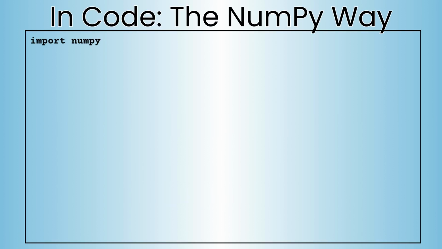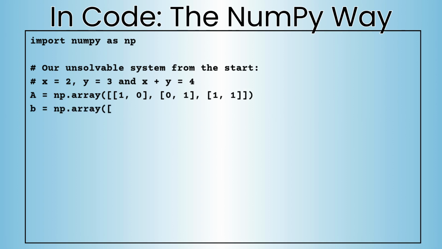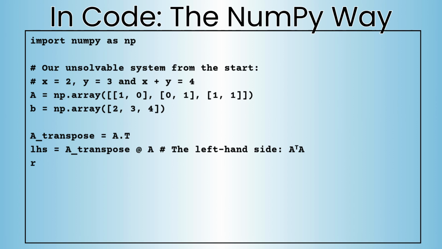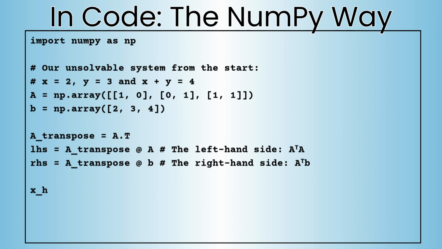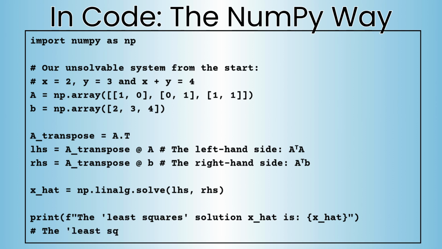Let's solve our original problem in Python. First, we define our matrix A and our vector b from the unsolvable system we started with. The left-hand side of our equation is A transpose multiplied by A, and the right-hand side is A transpose multiplied by our target vector b. We now have a simple solvable system. Left-hand side multiplied with x hat equals right-hand side. We ask NumPy's linear algebra solve method to find x hat for us. It's more stable than calculating the inverse directly. And then we print the result.